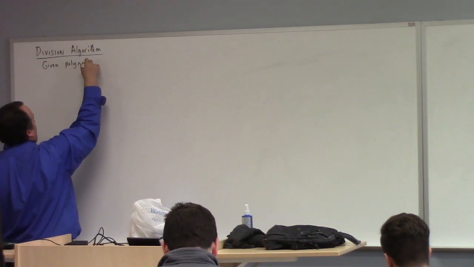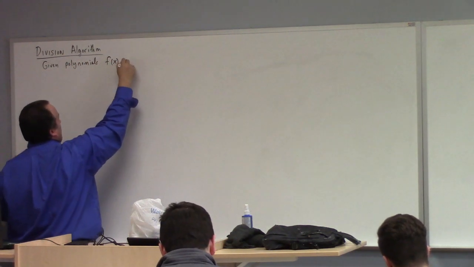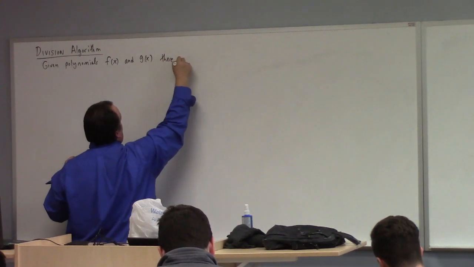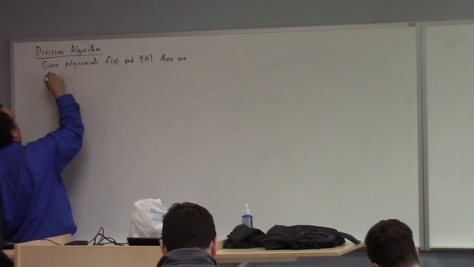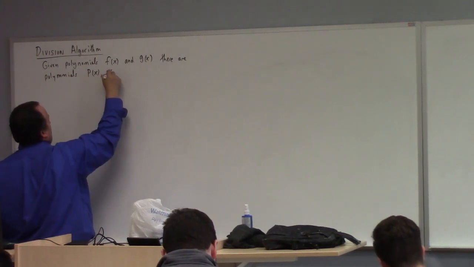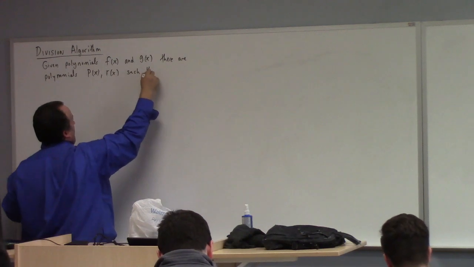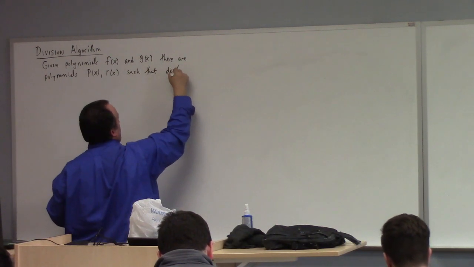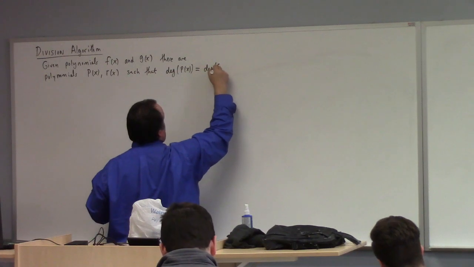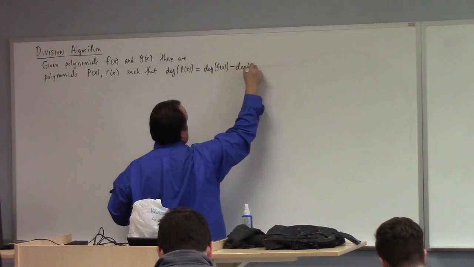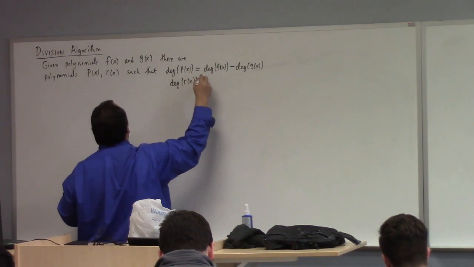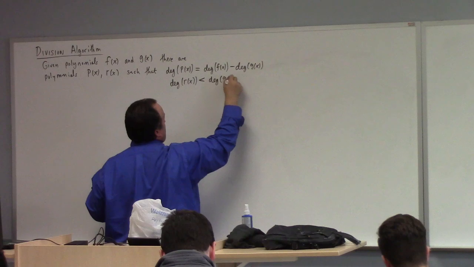So given polynomials f of x and g of x, there are polynomials p of x and r of x such that the degree of p of x is equal to the degree of f of x minus the degree of g of x, and the degree of r of x is less than the degree of g of x.